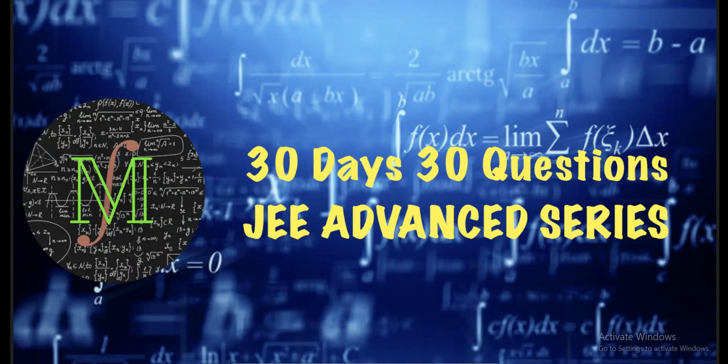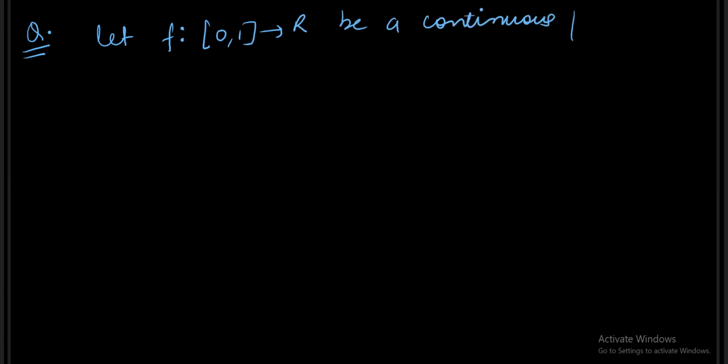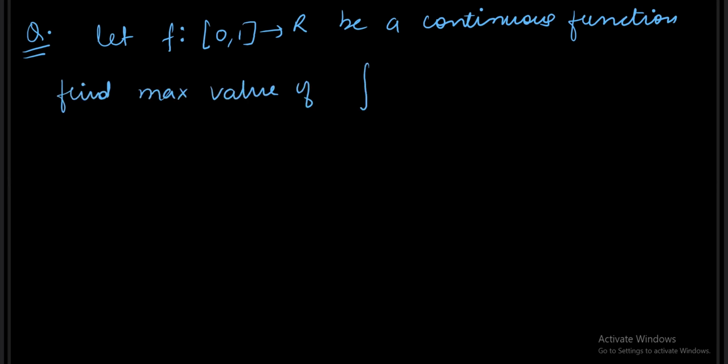So let's see what is the question for today in this 30 days 30 questions JEE Advanced series. Now we have the question as: let f be a function defined from the closed interval 0 to 1 to R, be a continuous function. Find the maximum value of integral 0 to 1 x square f of x dx minus integral 0 to 1 x into f square x dx.